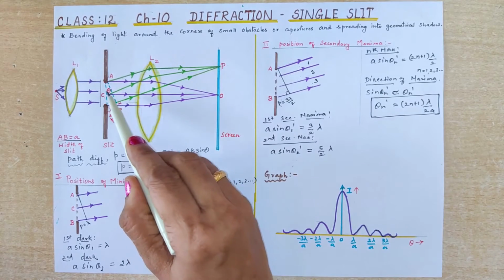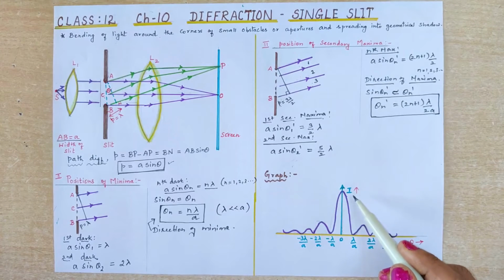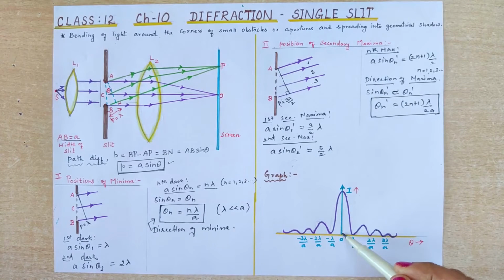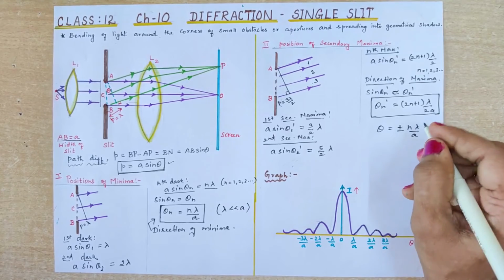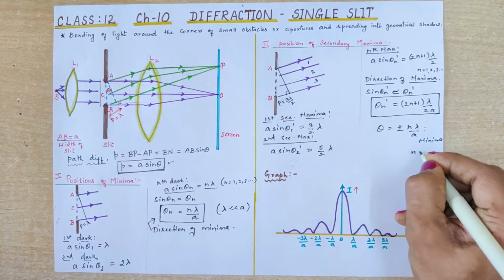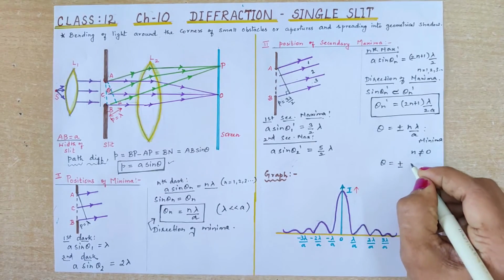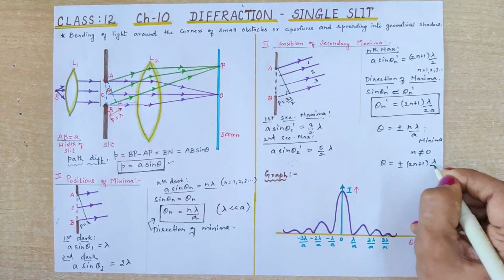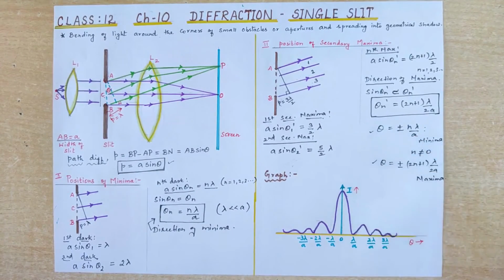We understand that when theta is equal to 0, there is a broad central maximum. You can see this also. It is a graph drawn between intensity and the angle theta. When theta is equal to 0, there is a broad central maximum. And when theta is equal to plus or minus n lambda by a, we get a minima formed, but here n is not equal to 0. But when theta is equal to plus or minus (2n plus 1) lambda by 2a, we get a maxima formed on the screen. These are the conditions to understand here.